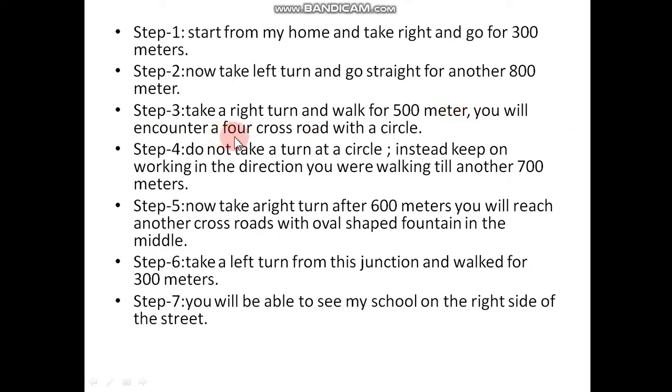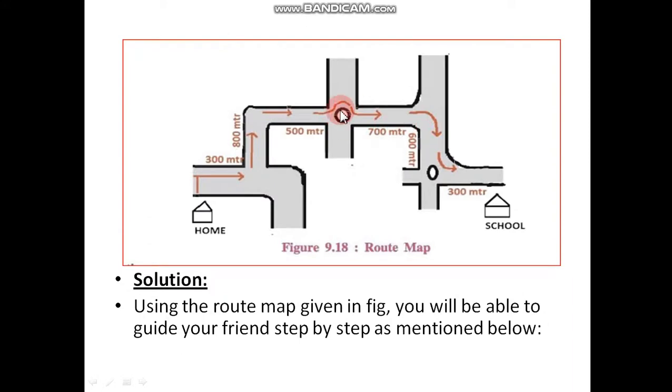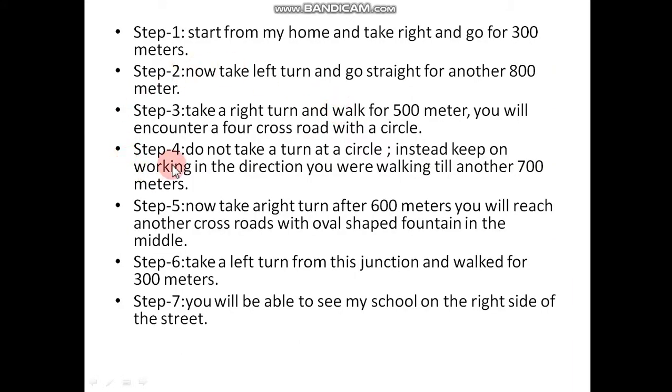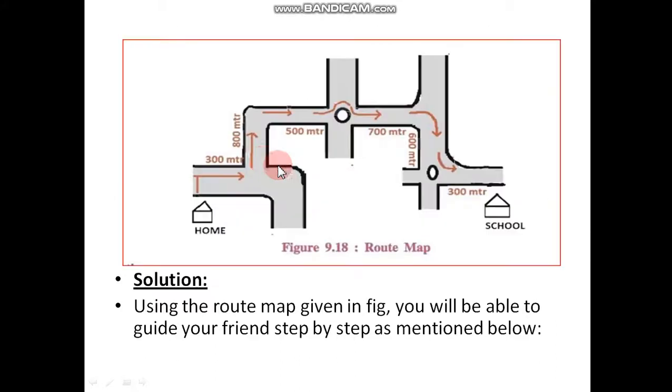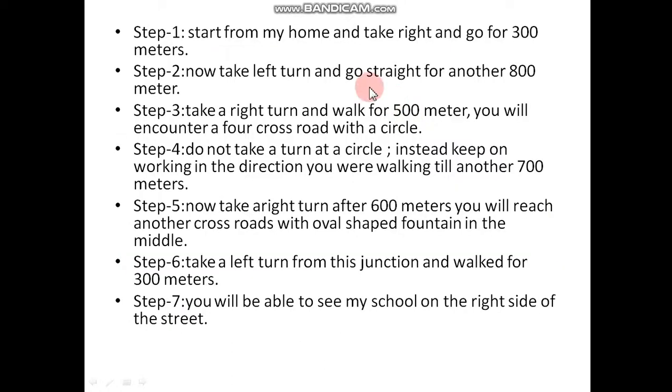You will encounter a 4-cross road with a circle. See, there is a circle. Now, step number 4. Do not take a turn at the circle. Instead, keep on walking in the direction you were walking for another 700 meters. Do not take any turn. Go straight and walk 700 meters. Then take a right turn. Step 5. Now take a right turn.